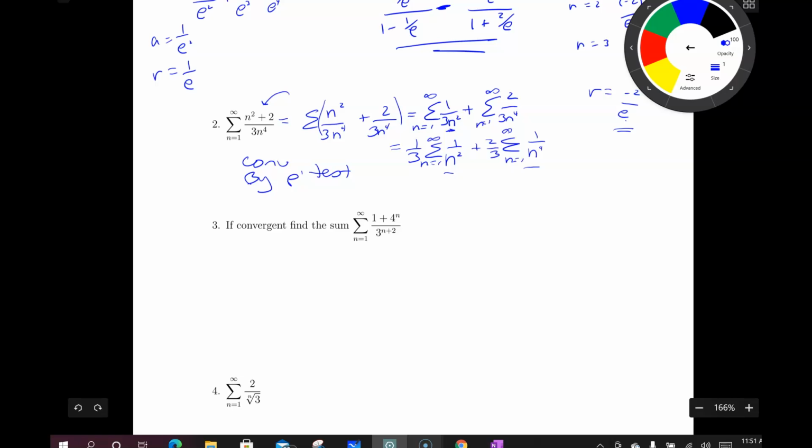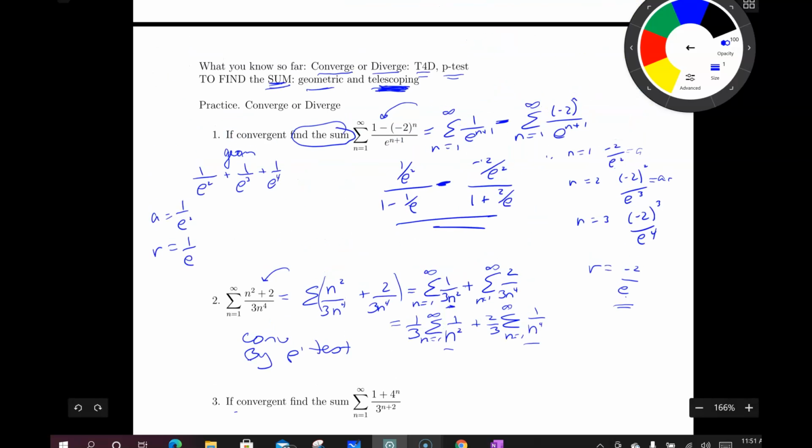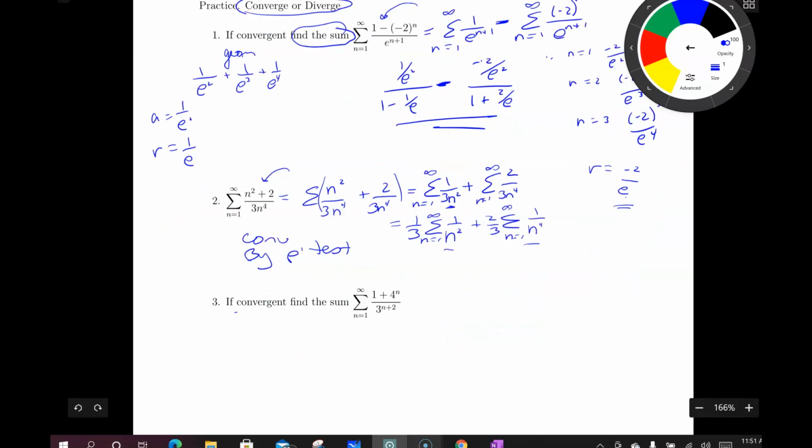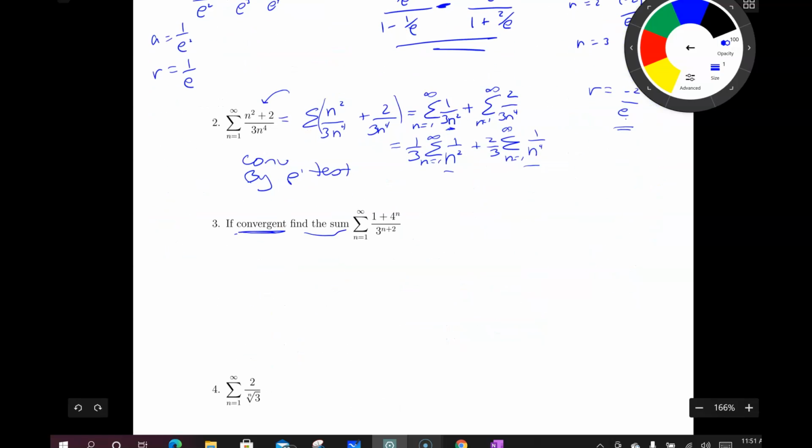Okay. This one says if convergent, so converge or diverge is kind of the main question, and then this one adds on, if convergent, find the sum. Okay, so it's got to be geometric or telescoping. I can tell this is going to be geometric. I see addition in the numerator, so I'm going to separate it into two separate sums. Okay, so let's go and find out what the a and the r are equal to.